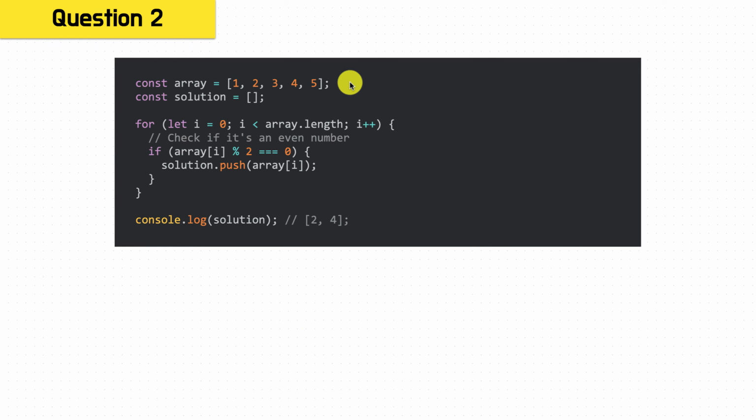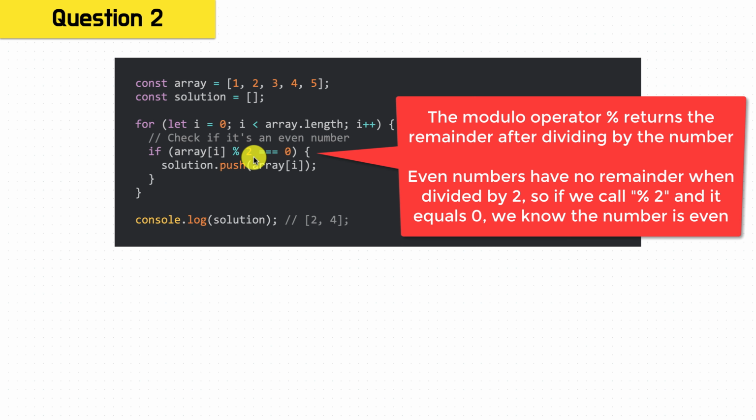Now we take this same input array, we iterate through each item, but we also create a solution array where we're checking if the remainder of an item is 0.